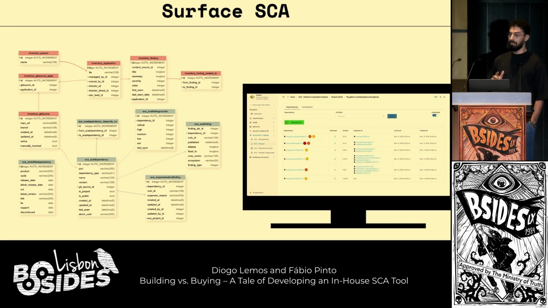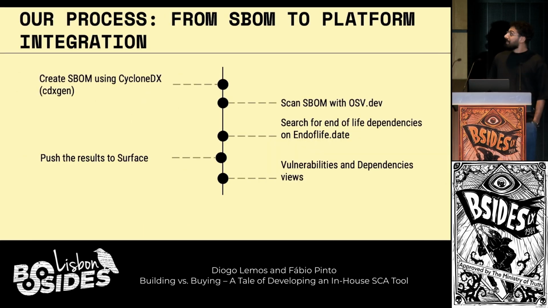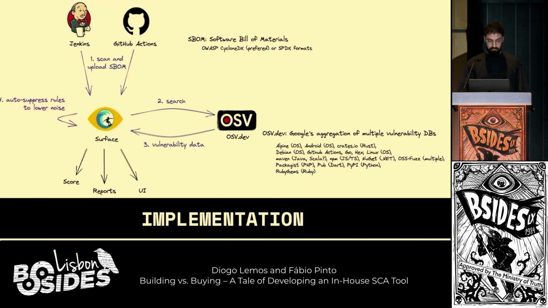Ownership is an answer that is really hard to give nowadays in big companies, because ownership is one of the things that is harder to achieve properly in a company nowadays. So our process consisted in creating the bill of materials, we scanned it with OSV.dev, we search if this dependency is end of life, crossing the data with endoflife.date, we push the results to Surface, and then we have our views so people can use them.